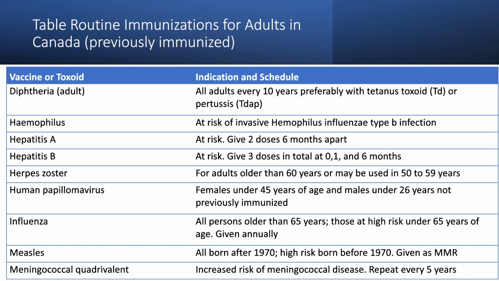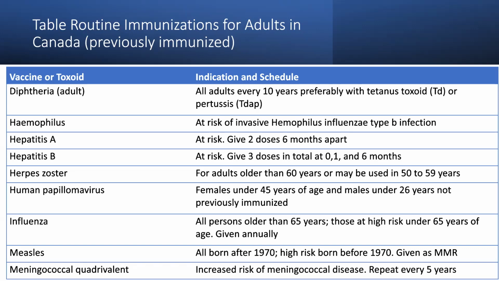Herpes zoster is for adults older than 60 years, or may be used in 50 to 59 year olds. Human papillomavirus, for females under 45 years of age and males under 26 years not previously immunized. Influenza is given to all persons older than 65 years, and those at high risk under 65 years of age, and it is given annually. These are called flu shots.